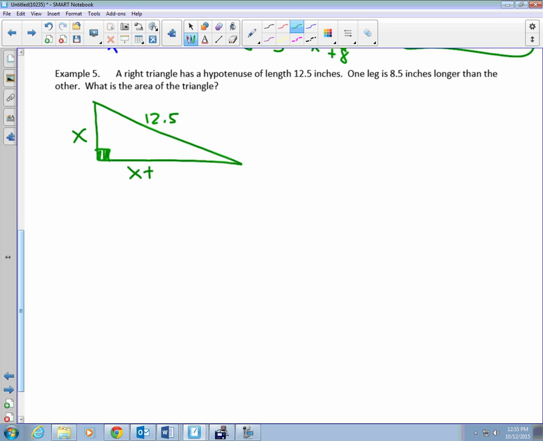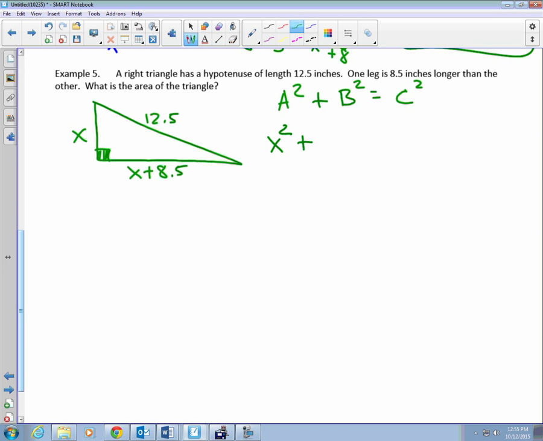x and x plus 8.5, and Pythagorean theorem is a squared plus b squared equals c squared. One of the greatest formulas in the history of mathematics. So just all of trigonometry is based off of that. So all second semester is basically, we just call it Pythagoras on steroids, and that's what trig is. Okay, it's awesome. All right, so what's a squared?